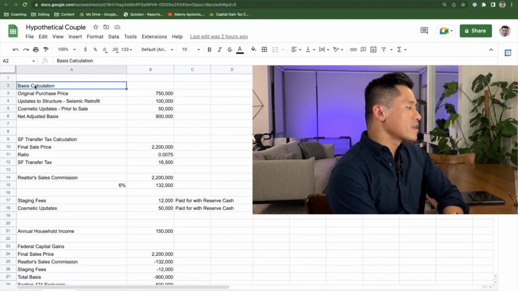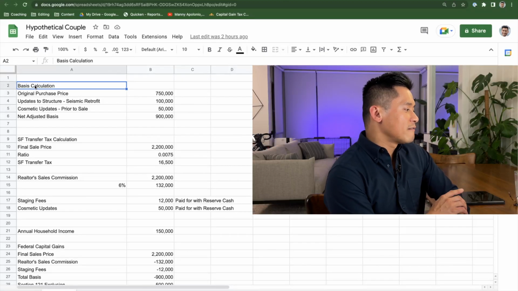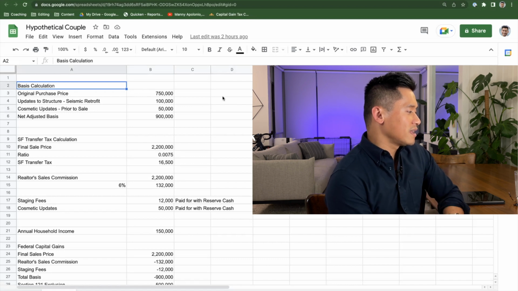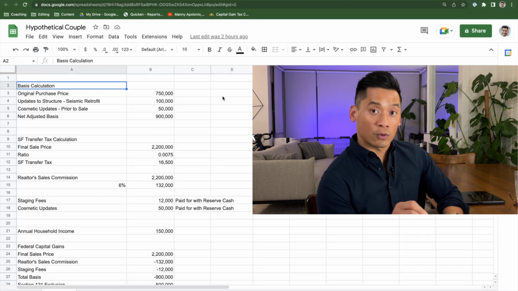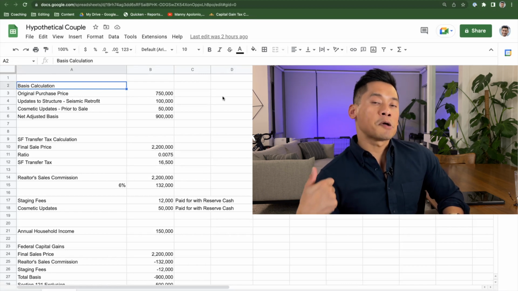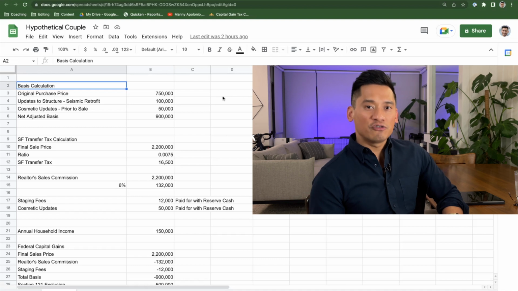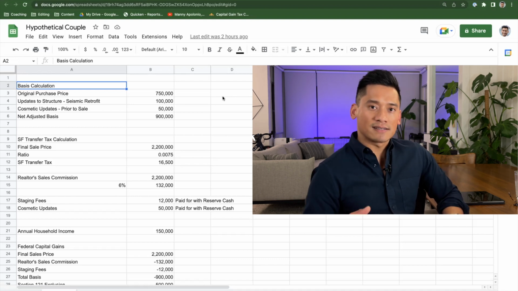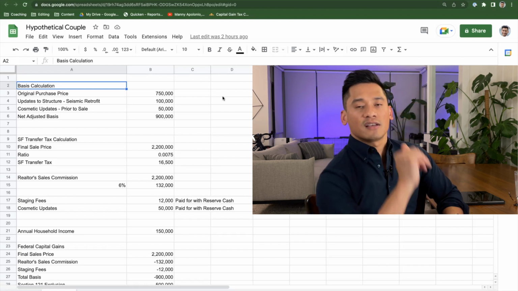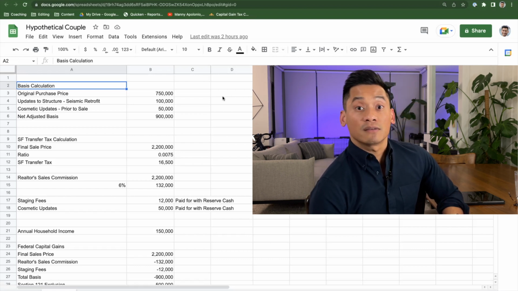One of the things we're going to need to do is first find out what the basis is. If you remember, basis is the value of the home when it was originally purchased plus any improvements to the structure of the property. That increases the basis amount, which reduces the amount of capital gains taxes that you'll need to pay.